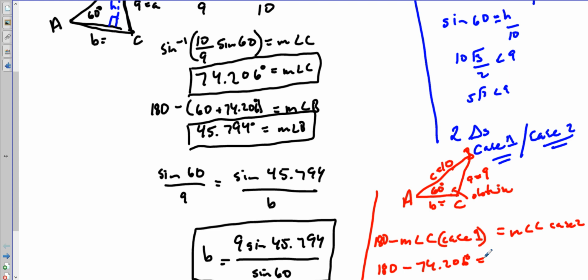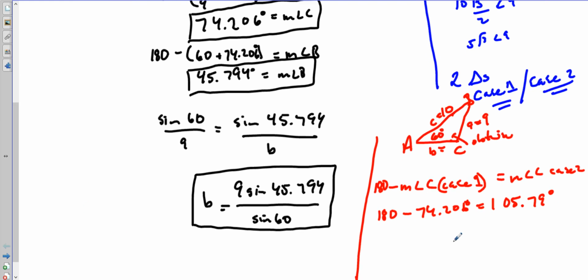You're going to get roughly 105.79 degrees. I'll just round that to the 100th place. And from here, we know that this is the measure of angle C for case 2: 105.79. And that's what we have for case 2.